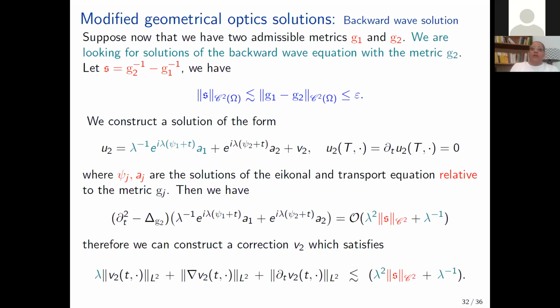Suppose now we have two admissible metrics, g1 and g2. And we assume that the difference of the inverses of the metrics g2 and g1 is small.